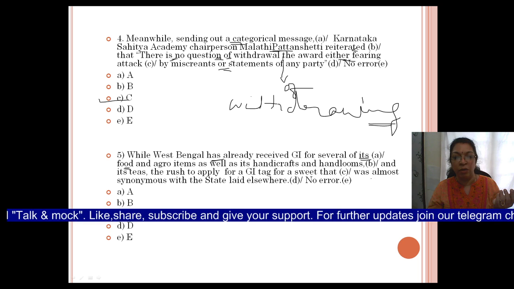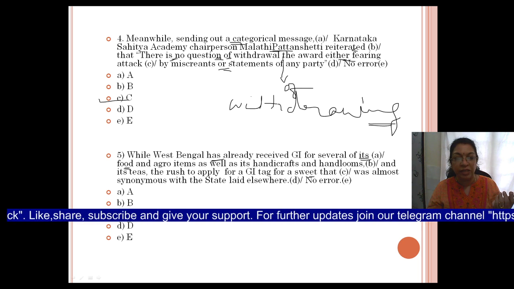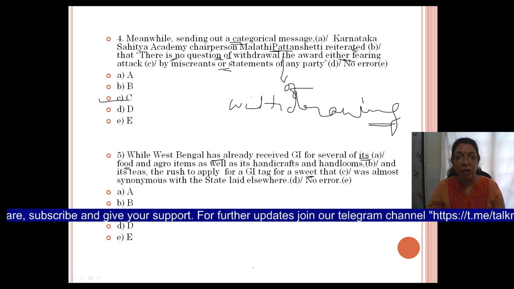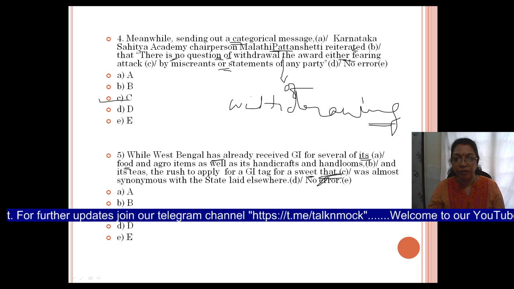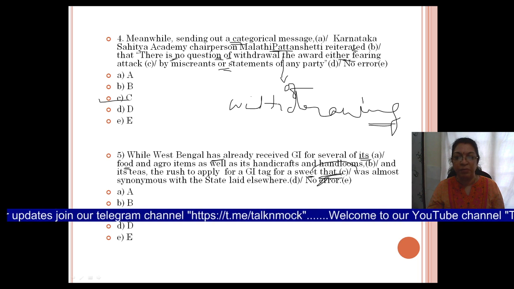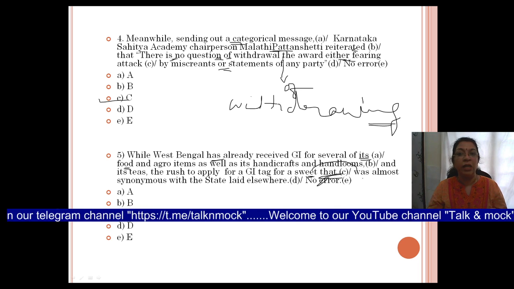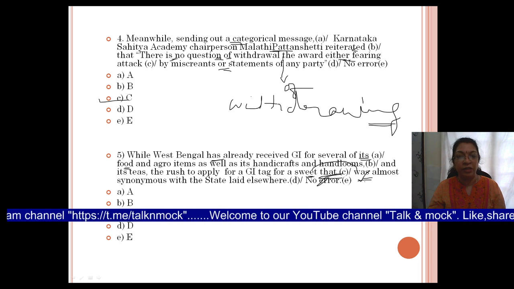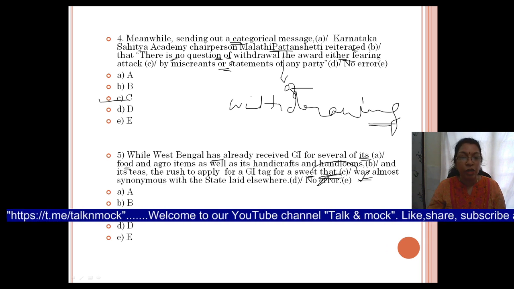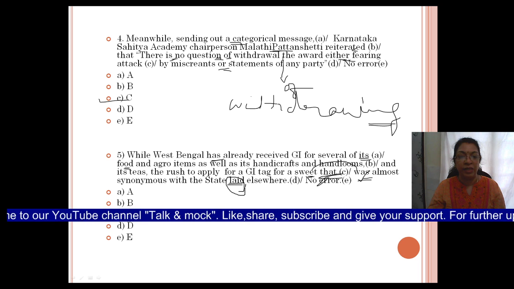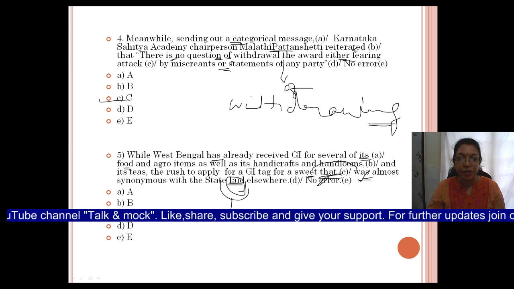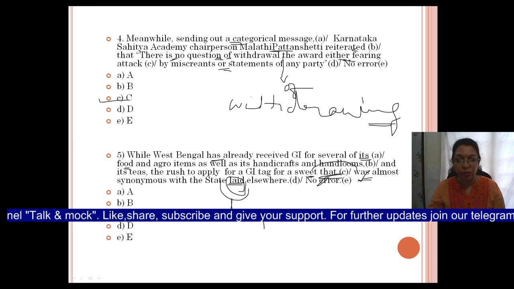That was almost, because here it is a C. This is a relative pronoun, so before that is the subject, sweet. Sweet is singular. So verb is singular, right. That was almost synonymous with the state laid elsewhere. So it is in the verb form. Here it should be lay elsewhere.